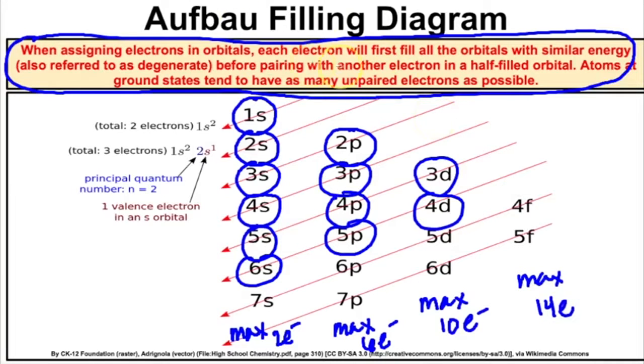All right, so there's 2 little rules, the Pauli exclusion principle and the Aufbau filling diagram. Now let's take a look at Hund's rule and then apply these 3 principles to solving a few orbital diagrams of our own, or some examples of some orbital diagrams.